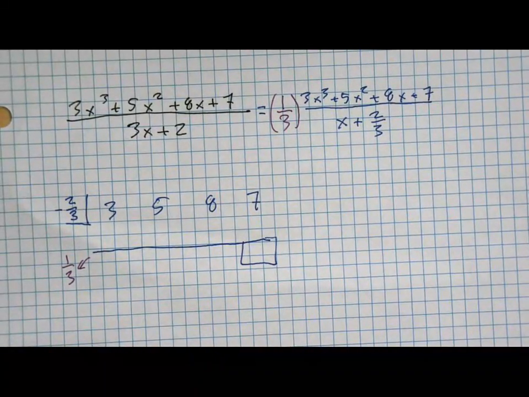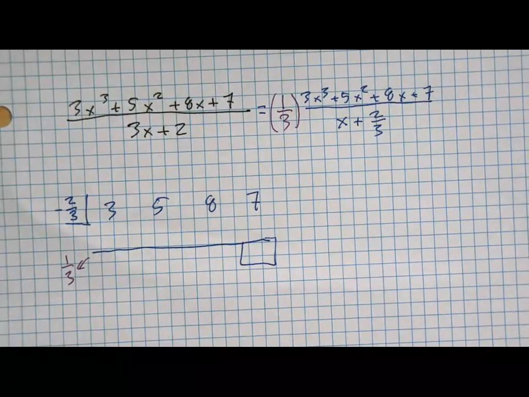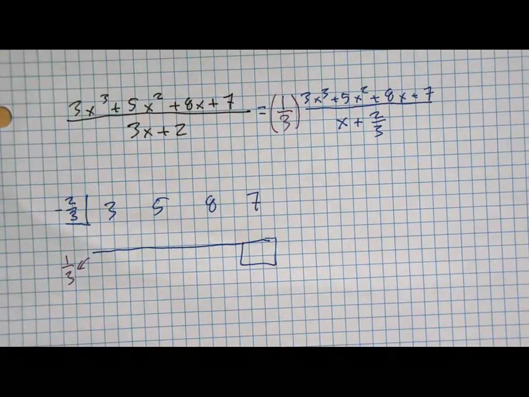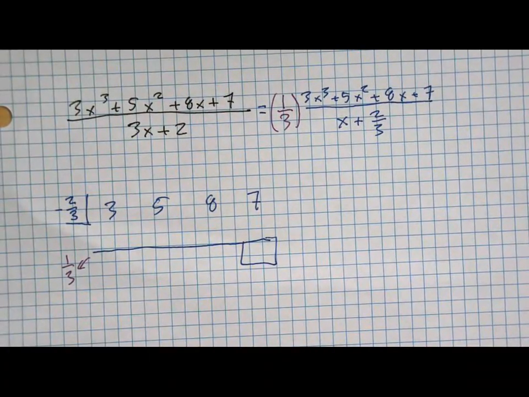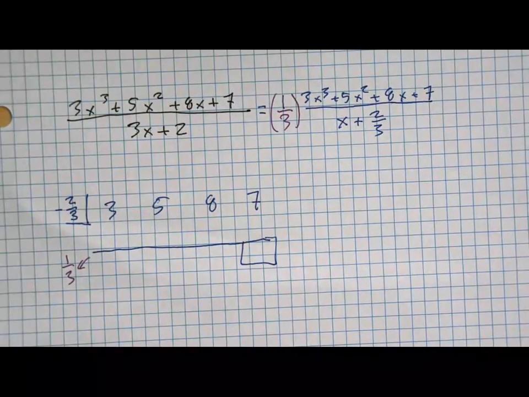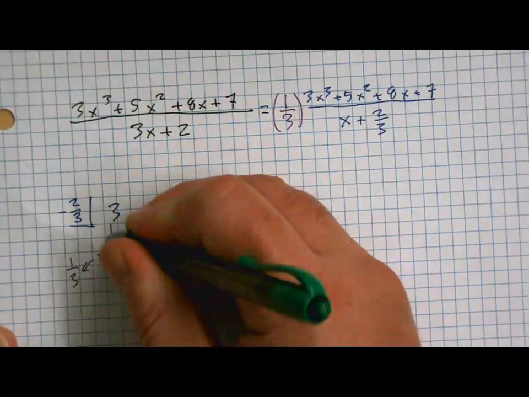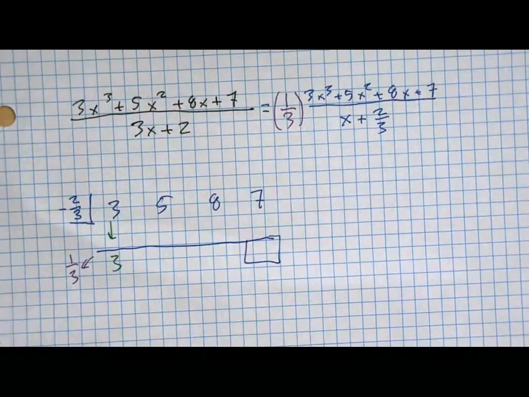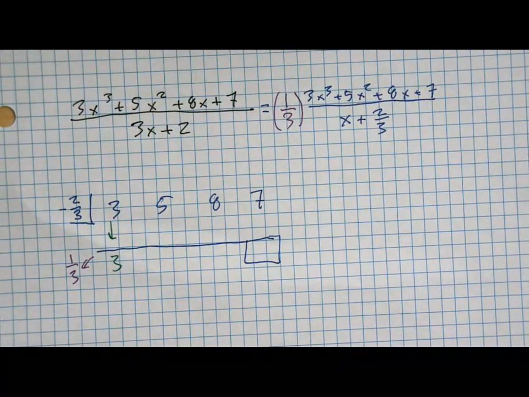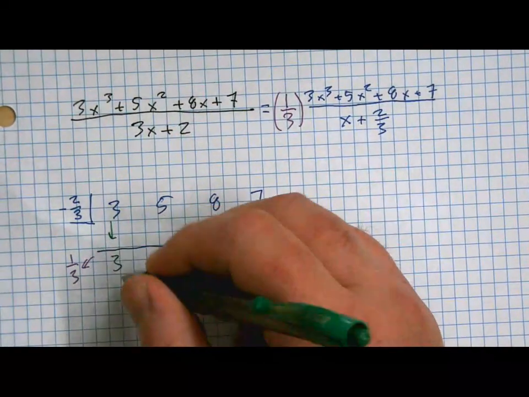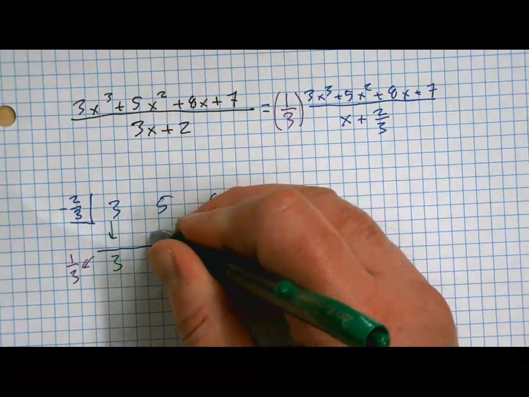You guys know the trick for multiplying whole numbers by fractions, right? Multiply by the numerator, divide by the denominator, in any order that you like. I usually divide first and then multiply. Okay, so we're dropping this 3 down. We're going to multiply it by negative 2 over 3. So divide by 3 and then multiply by negative 2. 3 divided by 3 is 1 times negative 2 is negative 2.